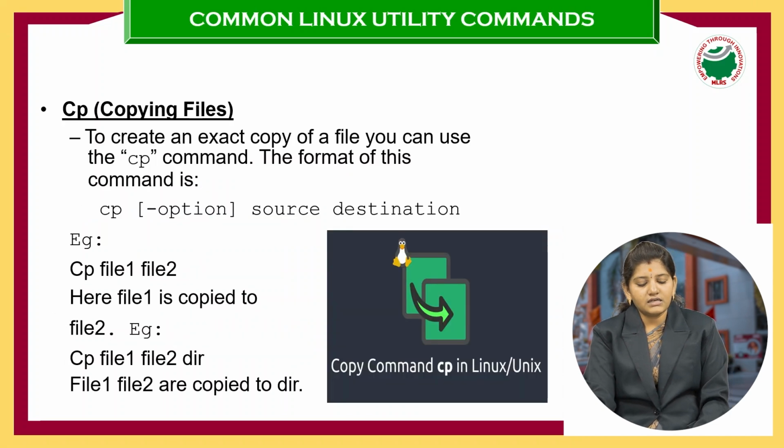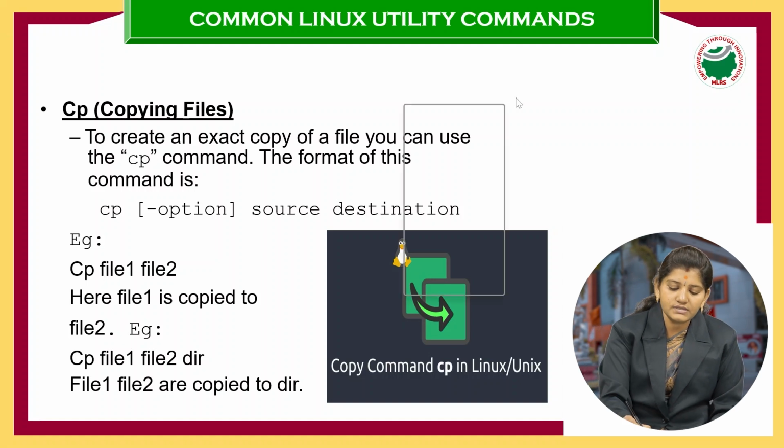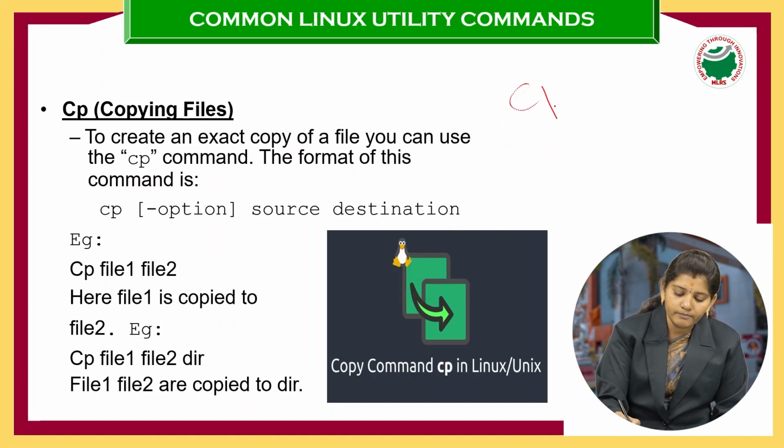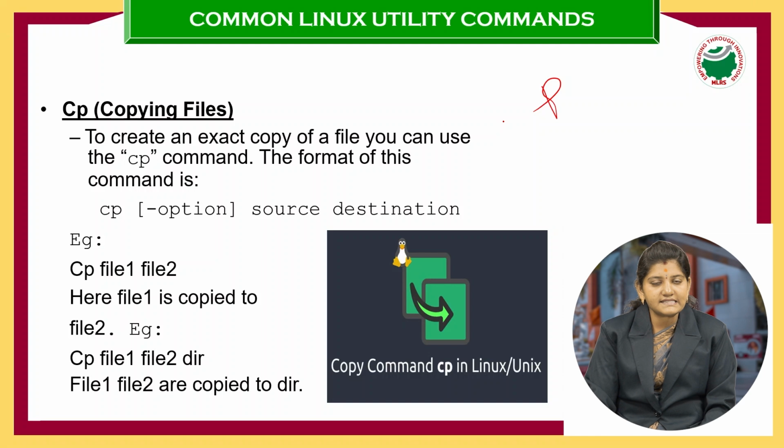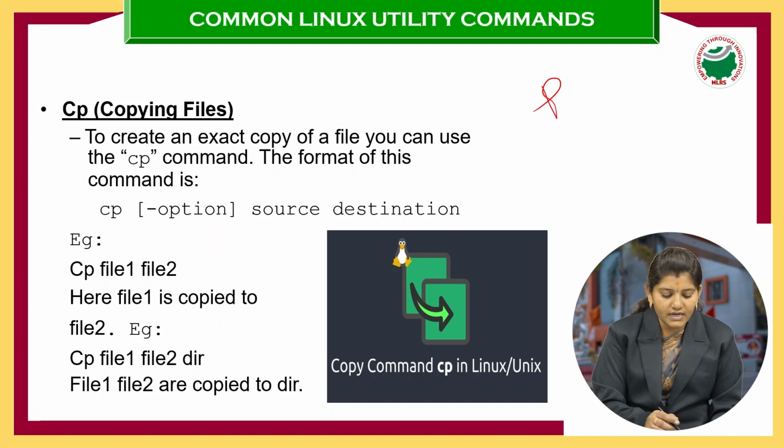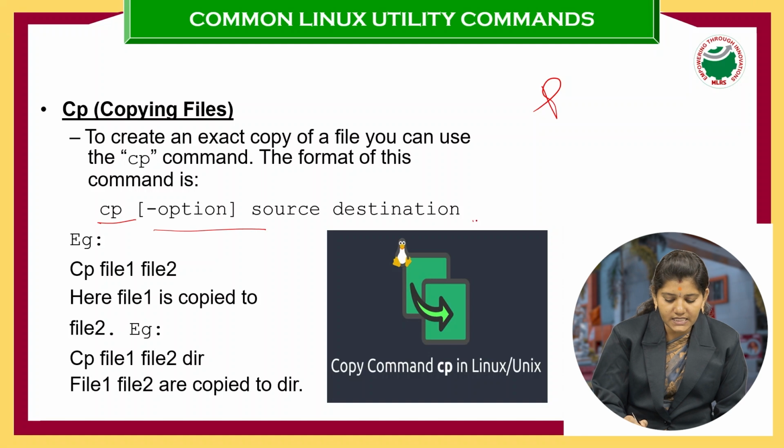Common utility commands. Here we have seen the different types of utilities that we have learned so far. Now the first one is copying files. Here we use the cp command for copying. To create an exact copy of a file, you can use the cp command. The format of this command is cp, option, source and destination.